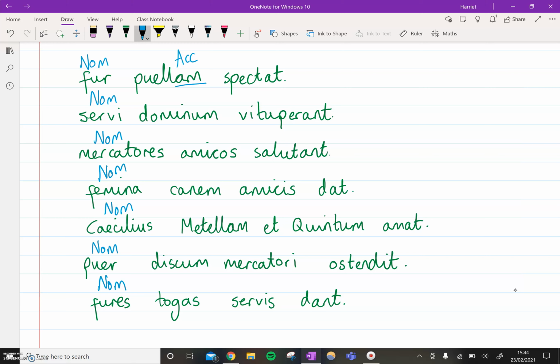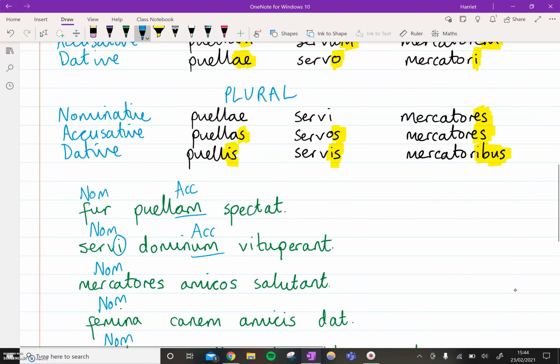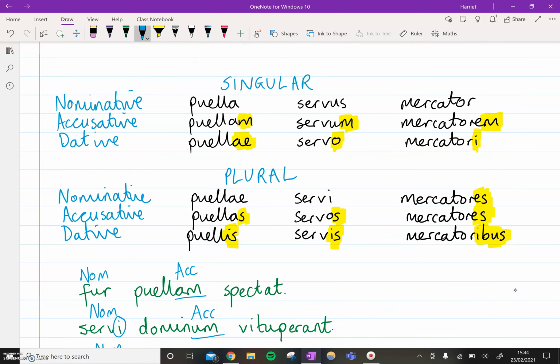If we look at the second sentence, this one ends in an M as well, so it must be accusative. So this one means the slaves curse the master. Now look at that ending there, servi. If we scroll back up, servi is not a singular ending. Look at these singular endings here. None of them end in an I. However, it is this one here, and that one's plural. So it can't just be the slave, it must be the slaves, plural.